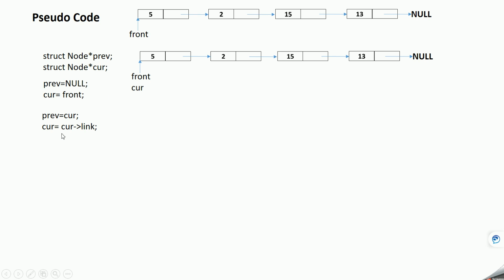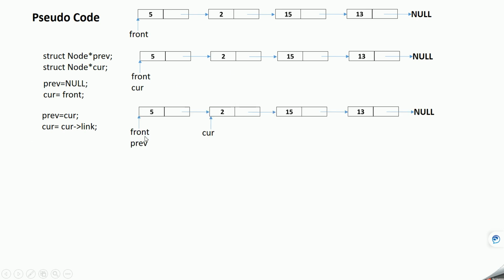In this case, what will happen? This previous will point to the beginning and this current will point to here, because current is now pointing here and its link is nothing but this node. So we are assigning this node to current now. Now previous will point to this node and current will point to 2. Next we have to move this current to the next node, meaning we have to move from this node to this node.